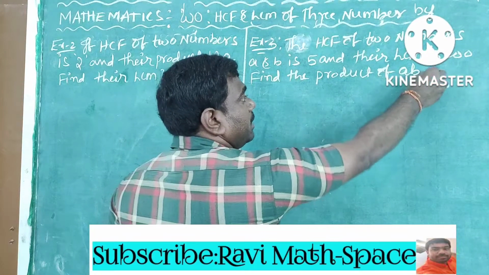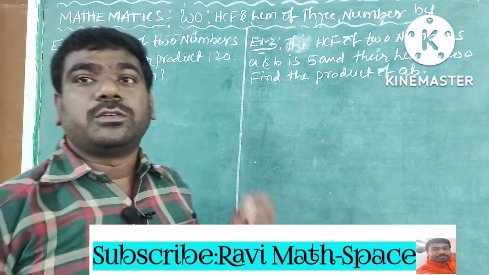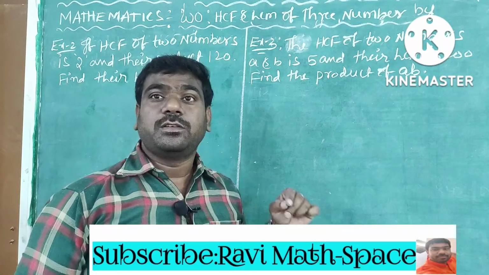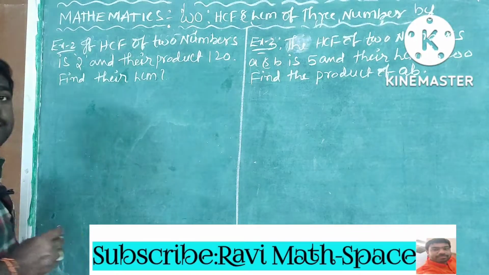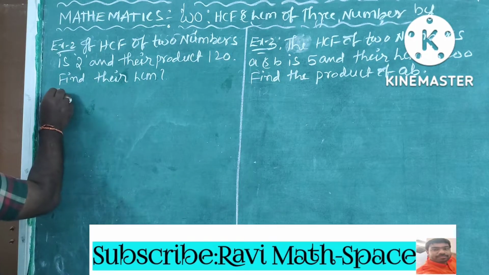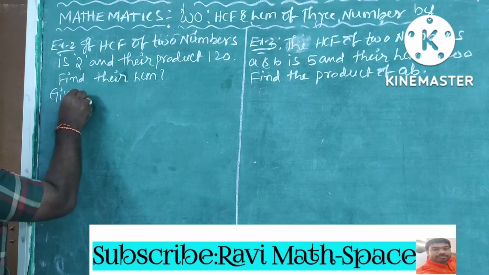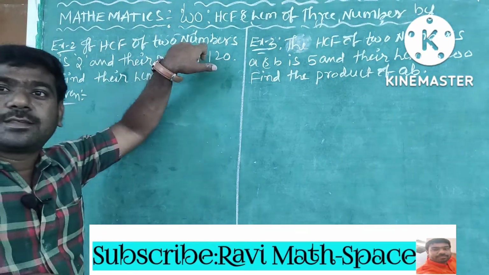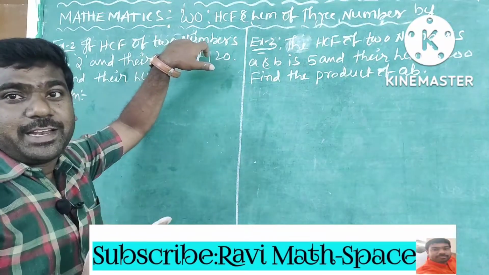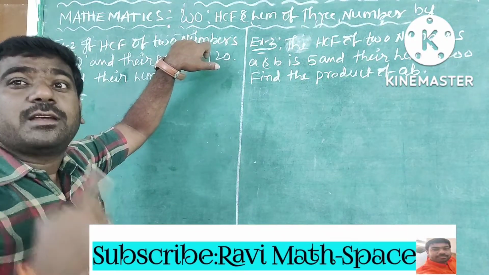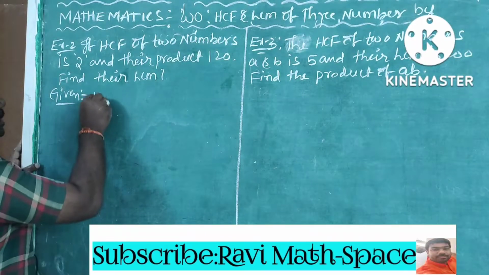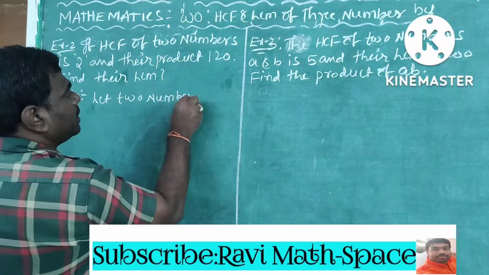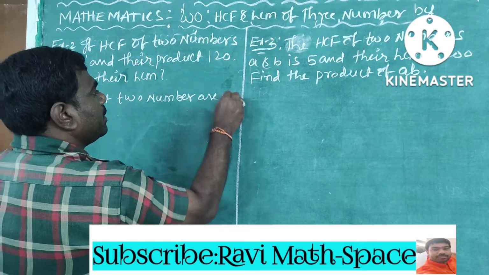Now how to solve this? One by one I will explain clearly. Understand properly, listen carefully, understand the concept, and you can do the problem easily. First, remember, we have to write the given values. If the HCF of two numbers, meaning here two numbers are not given, right? Consider the two numbers to be A and B. Now let the two numbers be A and B.